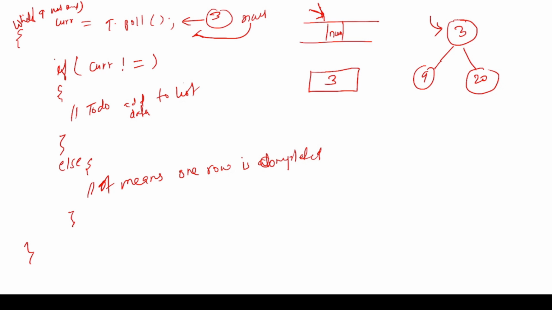So when we check for this element, initially we have added onto the queue. Then we go to the while loop. Then we check if current has data. If so, we add its data onto the list. Otherwise, if that is not the condition, it means one row is completed. That is what we have to think. So this is the basic thing.